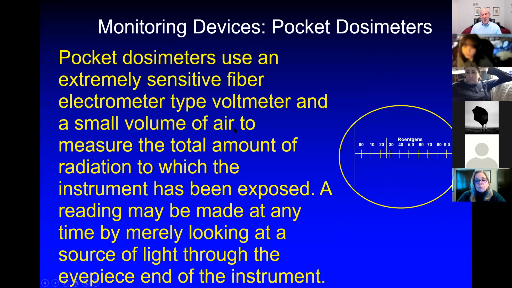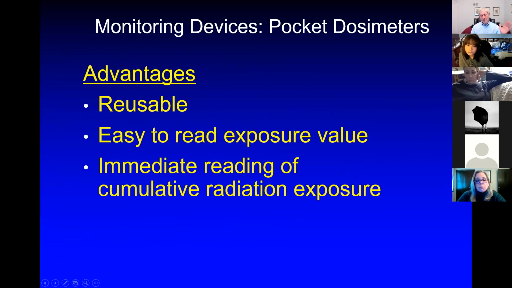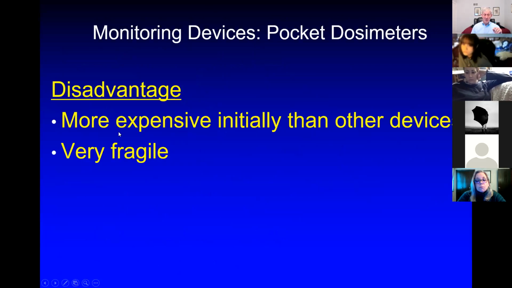That's the nice thing about a pocket dosimeter. RSOs don't use them because if you lose a film badge, you've lost $10. If you lose a pocket dosimeter, you've lost a couple of $100, maybe more. And so because of loss, it's just not practical to distribute pocket dosimeters to everybody. The advantages, they're reusable, they're easy to read, and here's the most important one, you have an immediate reading of your cumulative exposure. They are, of course, much more expensive and very fragile.